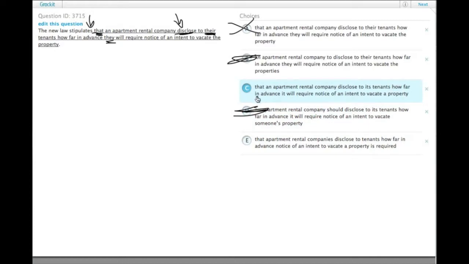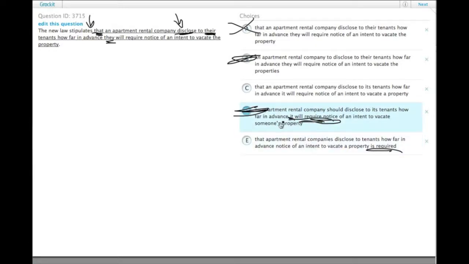So then we have: stipulates that an apartment rental company disclose to its tenants how far in advance it will require notice of an intent to vacate a property. That sounds okay. Choice E: stipulates that apartment rental companies disclose to tenants how far in advance notice of an intent to vacate property is required. Wow. In this one, it's basically changing it to a passive form, how far in advance the notice is required, as opposed to how far in advance the company will require notice.